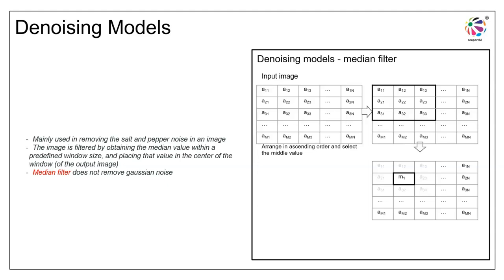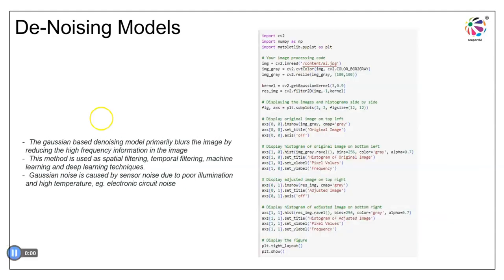Each of these filters has its own strengths and weaknesses, and the choice of filter depends on the specific task, the specific image, and the specific type of noise you are trying to remove. Now, let us look at the code for the Gaussian based denoising model.